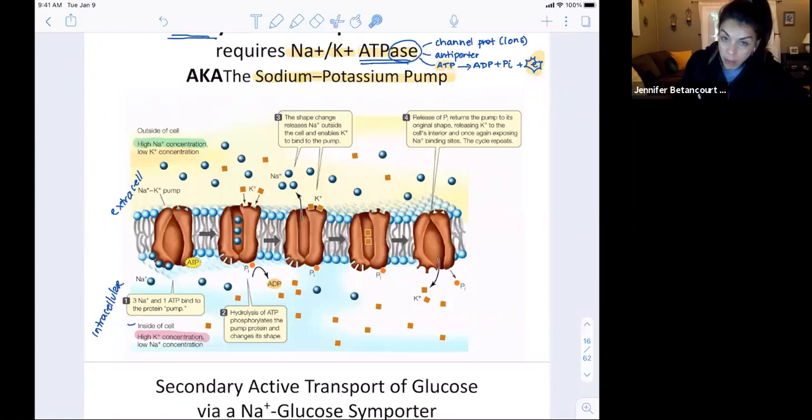So this is all in an effort because the next step is transporting glucose. So here's your pump, and exactly three sodium ions bind to the intracellular region of the pump. So here they are. At the same time, or very close in step, you also have an ATP that binds.